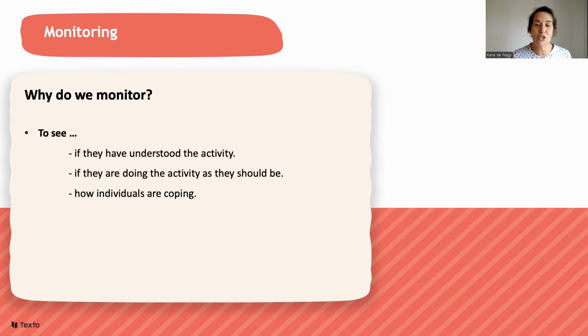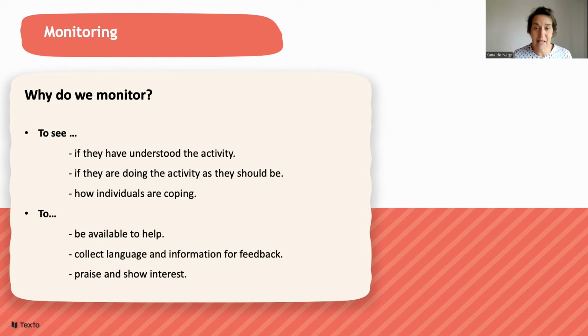So it's our job as a teacher to walk around, to notice these things, and to actually engage with the students to help. The other important thing is to be available to help. If we're standing at the front of the class while they're doing speaking activities, they are less likely to ask for our help. If we're right there, if they need it, they will ask for our help and we can step in. But also to collect language and information for feedback.